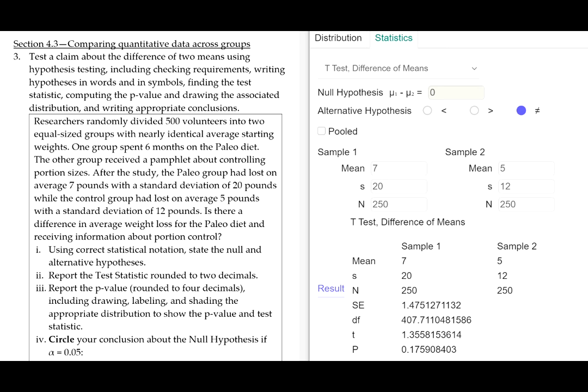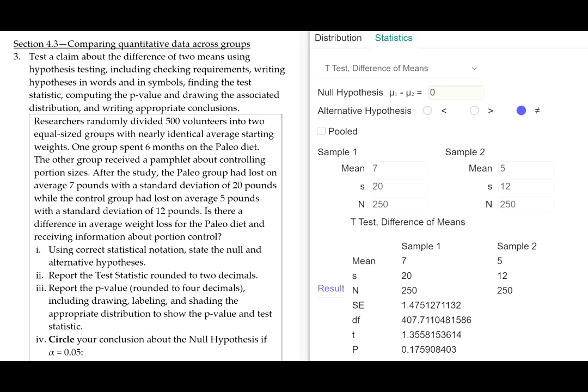Here's the example. Researchers randomly divided 500 volunteers into two equal-sized groups with nearly identical average starting weights. One group spent 6 months on the paleo diet. The other group received a pamphlet about controlling portion sizes. After the study, the paleo group had lost on average 7 pounds with a standard deviation of 20 pounds, while the control group had lost on average 5 pounds with a standard deviation of 12 pounds. Is there a difference in average weight loss for the paleo diet and receiving information about portion control?